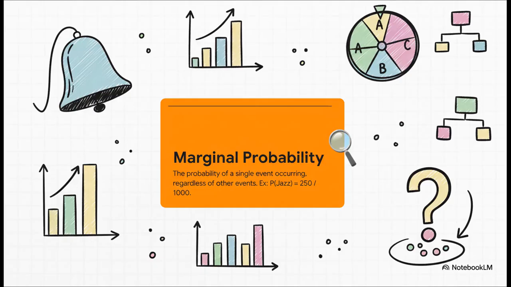Let's start with the easiest one, marginal probability. This is just the probability of a single event. Like, what are the odds that a randomly picked person likes jazz? You just go to the total column for jazz, that's 250, and you divide it by the grand total of everyone, which is 1,000. That's it.